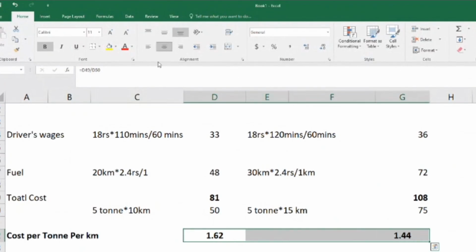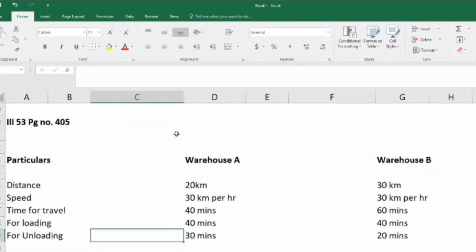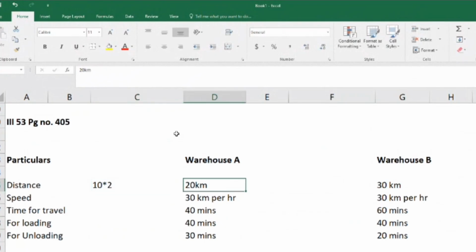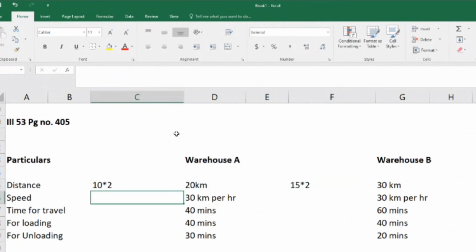I hope you understood this sum. It is basically whatever they have given, we are writing here. Distance 10 into 2, and here the distance is 15 into 2. So 30 kilometers you are receiving. So from the factory you are going to warehouse A, and from warehouse A you are coming back to the factory itself. So 10 kilometers into 2, and 15 kilometers into 2. Speed is 30 kilometers per hour. Time taken, if we cross multiply, we are getting 40 minutes. And for loading and unloading, they are given in the question itself.